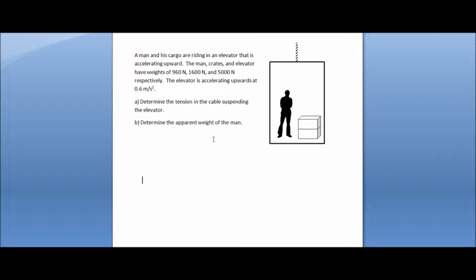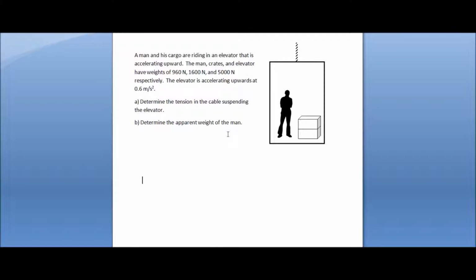Apparent weight is what his weight feels like because he's accelerating. It's that idea that if you're in an elevator, in this case accelerating up, your knees feel that kind of compression, like you're being smashed into the floor, so you feel like you weigh more during that time. So when we solve for part B, we should be getting an answer larger than 960 because we feel like we weigh more at that time.